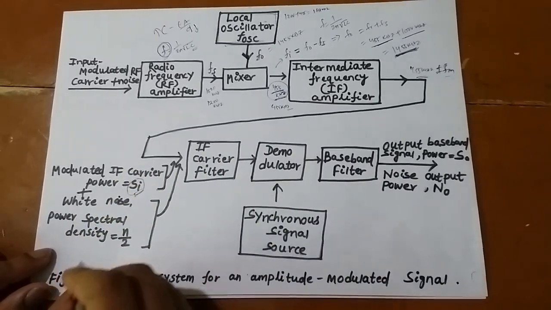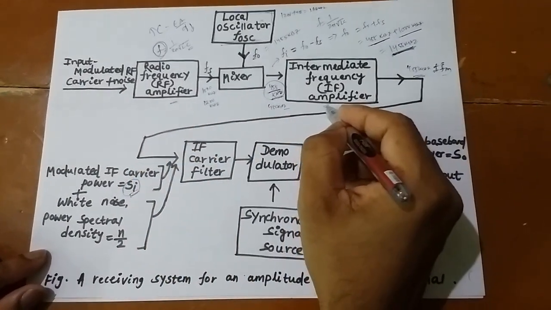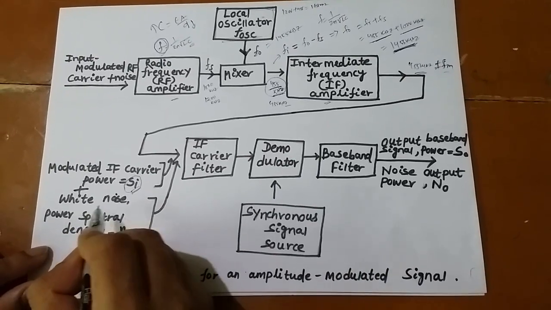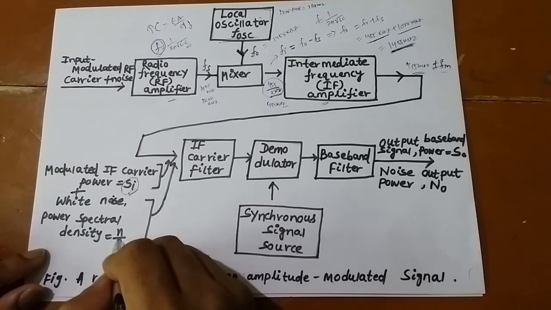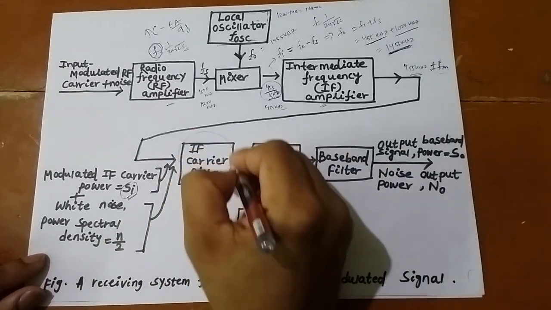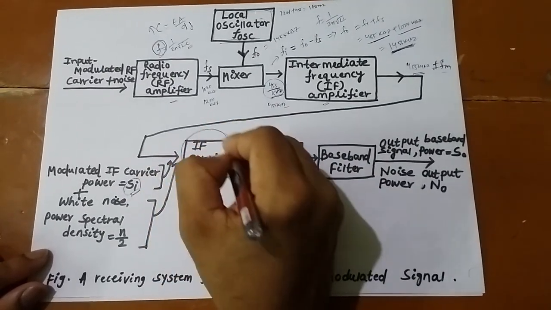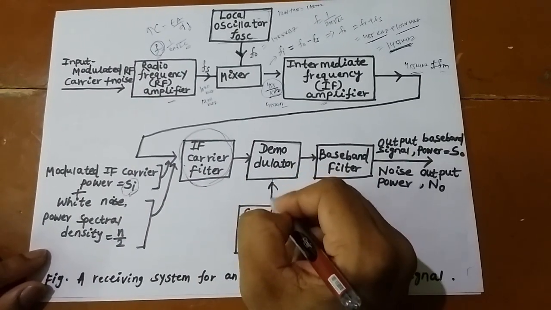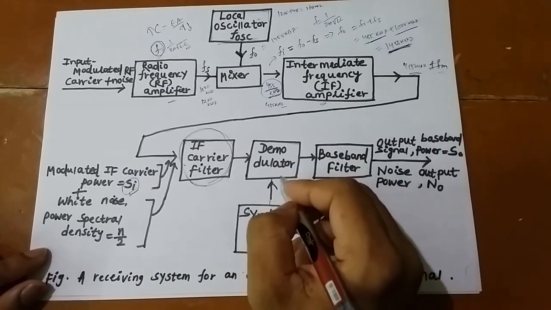Input power is Si. We have noise introduced in the RF amplifier as well as in the IF amplifier. We assume that this noise is white Gaussian noise with two-sided power spectral density eta by 2. Then this IF carrier filter's role is to remove the noise portion and allow the signal. Then this demodulator demodulates this modulated signal.